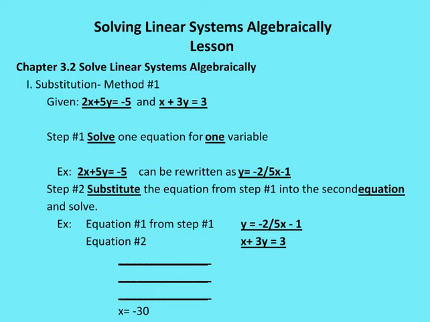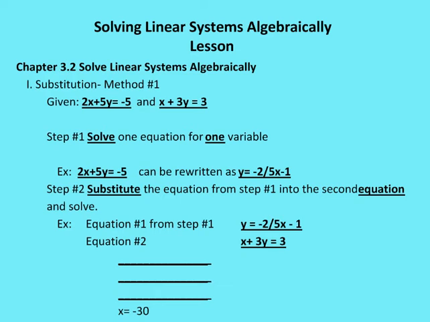We have two different equations, systems of equations. They have two variables, and the variables are going to be the same, and they're equal to some constant or zero. So the first step is to solve one equation for one variable. We take 2x plus 5y is equal to negative 5, and x plus 3y is equal to 3. And then we solve for one variable in terms of another. So let's take 2x plus 5y is equal to negative 5, and we're going to solve that equation for y in terms of x.